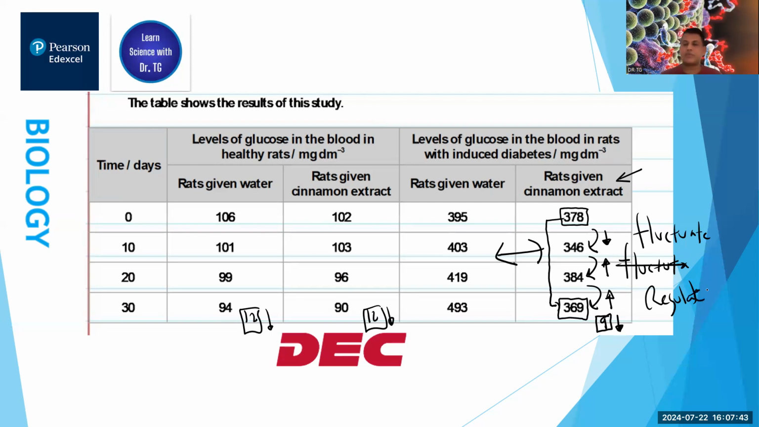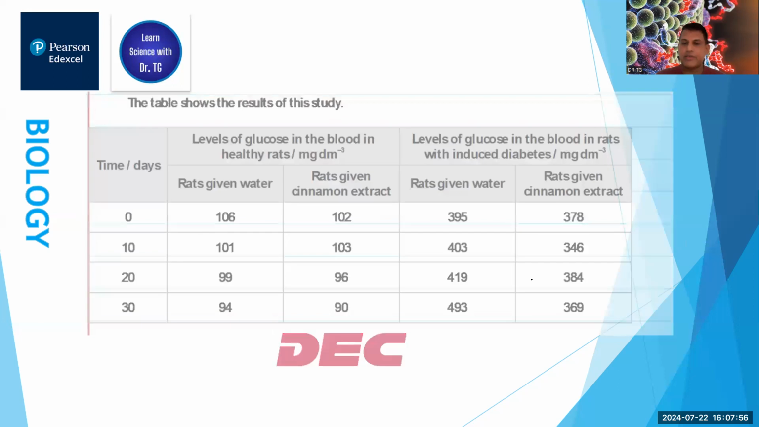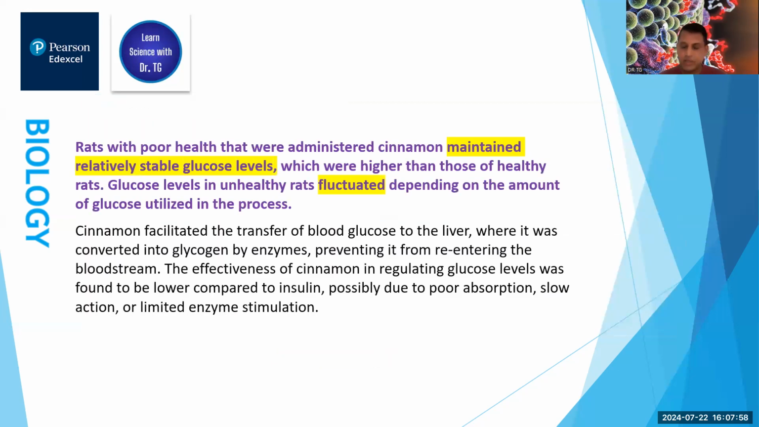So the level fluctuates with the measured days, but it's regulated. So it doesn't increase compared to this. So here it increases, but here it's regulated. Now you can write that rats with diabetes administered cinnamon maintained relatively stable glucose level, which were higher than those of healthy rats. Glucose level in diabetic rats fluctuated depending on the amount of glucose utilized in this process.